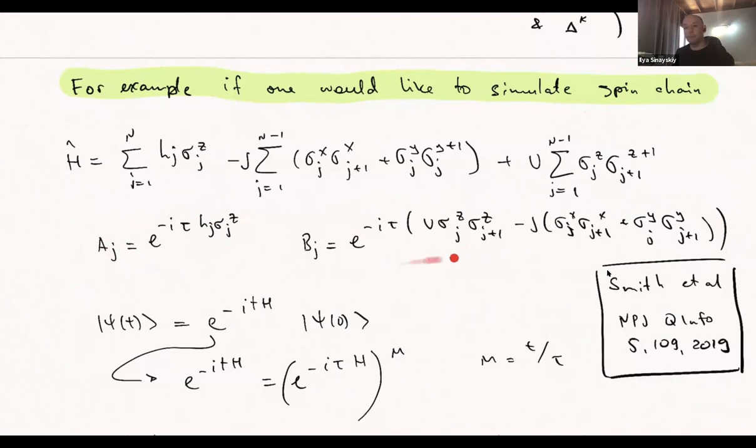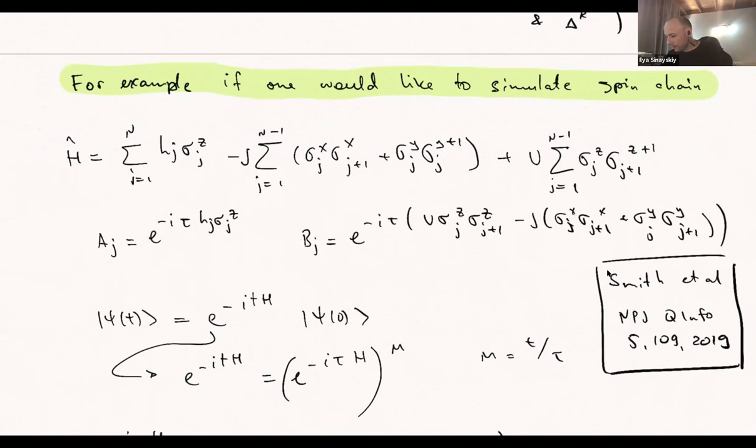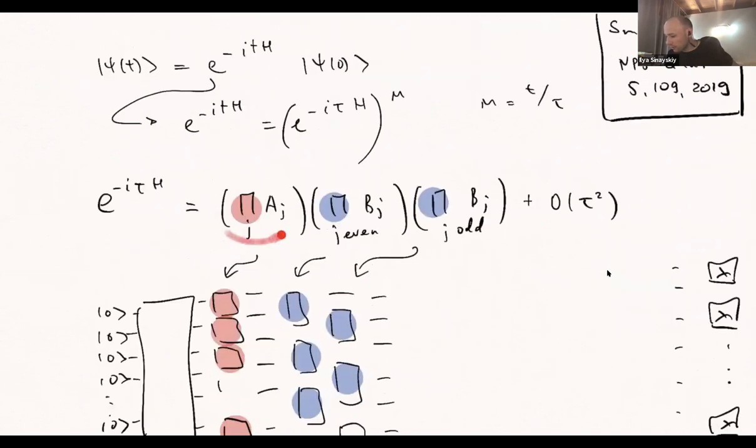Then you can separate into odd and even terms. You can separate the terms for spins 1, 2, 3, 4, 5, 6, and so on, and the terms which couple 2, 3, then 4, 5, and so on. You will get three groups of terms, which inside each group commute with each other. So we can have a product of the A_j, B_j even, B_j odd. This is the lowest order expansion, so it goes as tau squared.